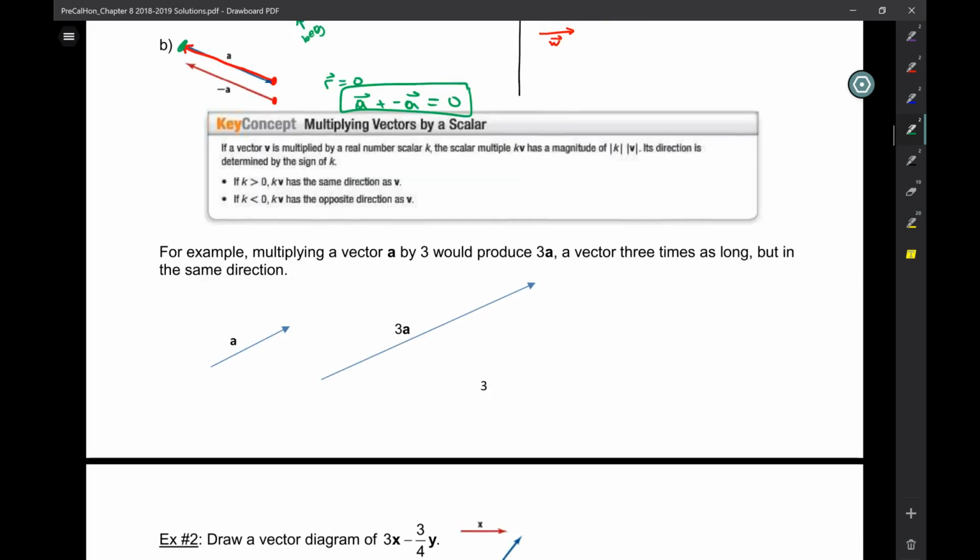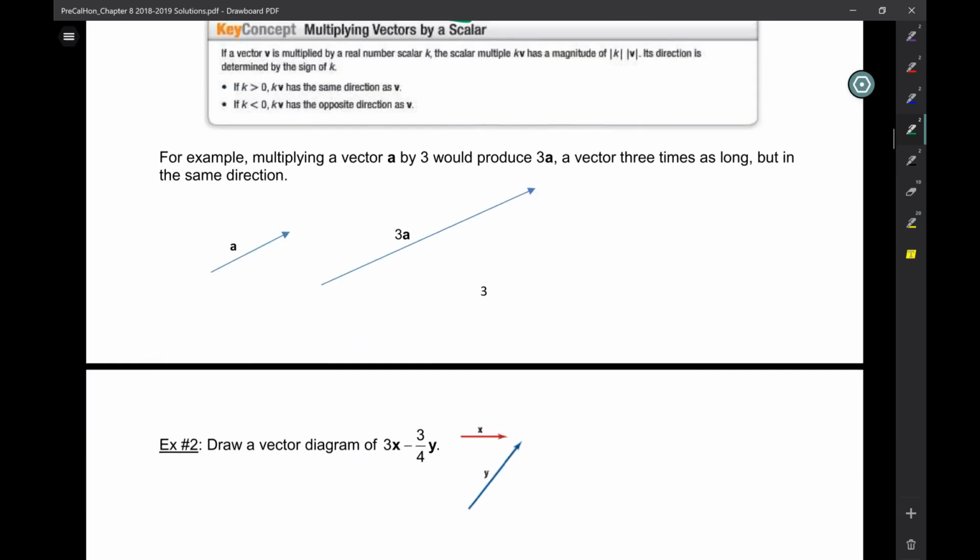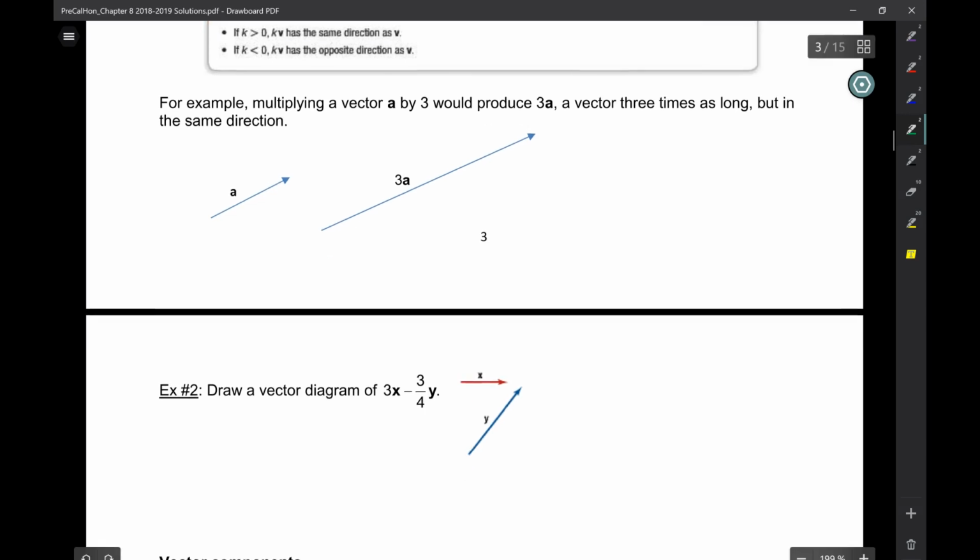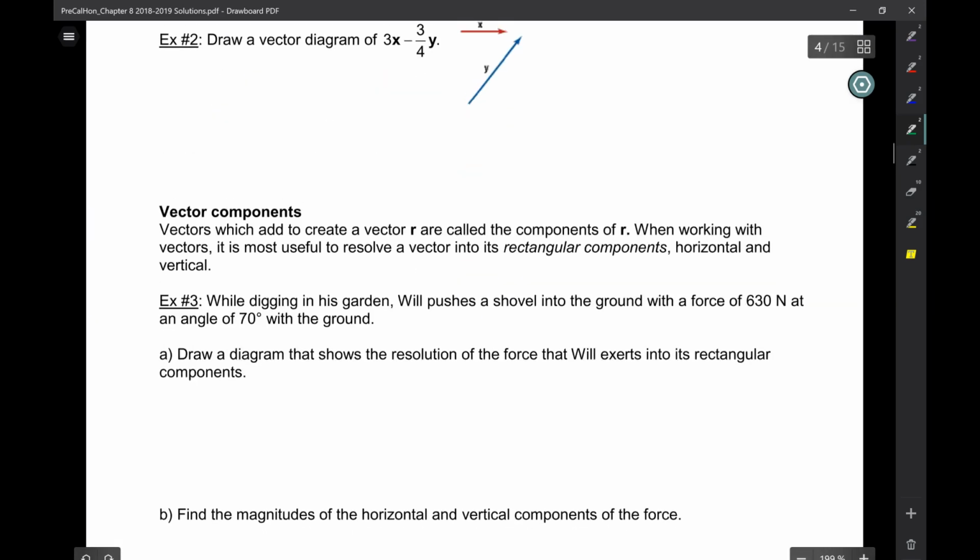All right. Multiplying a vector by a scalar. If I have this as vector A, and now I multiply this by 3, what I do is I multiply the magnitude by 3. So this was vector A, and then I multiply it by 3, and now it's 3 times longer. All right, so take a look at what we're going to do here.